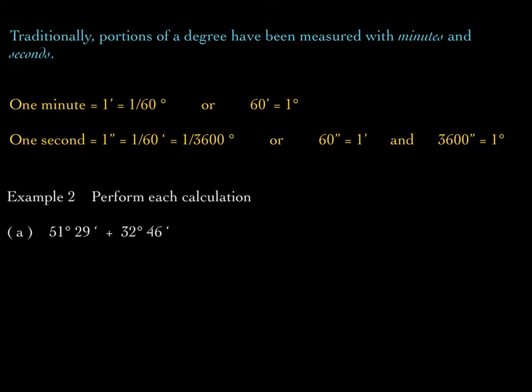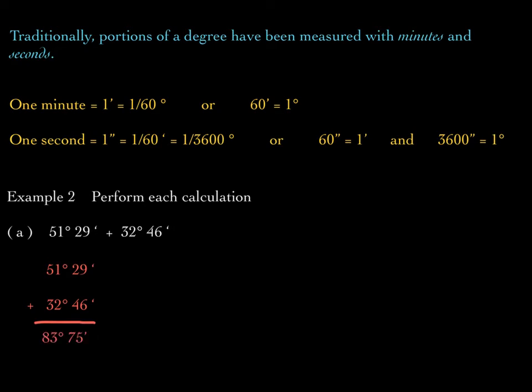All right, our next example, perform each calculation. The first calculation they want us to perform is 51 degrees, 29 minutes plus 32 degrees, 46 minutes. To help me do this, I am going to add vertically. I'm going to stack these up. All right, so I'm going to add the minutes first. 29 minutes plus 46 minutes will give me 75 minutes. Let me write that down. And then 51 degrees plus 32 degrees will give me 83 degrees.